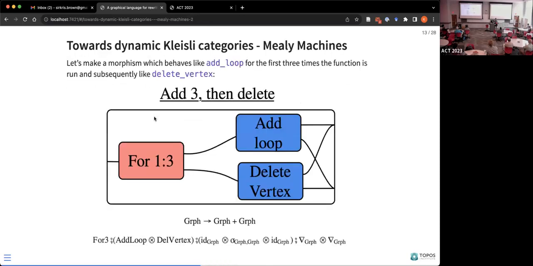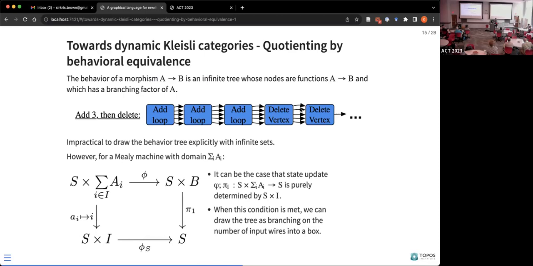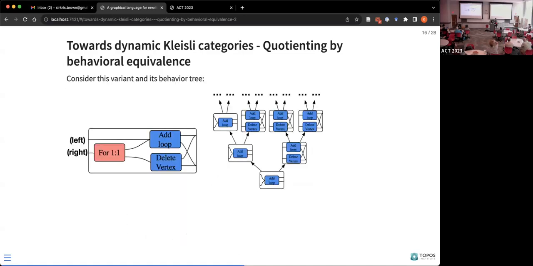So again, this add loop example is going to be, and I can't draw an infinite number of edges for every single possible directed graph, but you can imagine that all of these edges are pointing to the same thing, and that I run this function 3 times, and then suddenly it just looks like a delete vertex. And actually, to simplify this issue of drawing infinite graphs, in a special situation where how the state changes is just dependent on what input wire you come in on, we can actually just draw it branching based on the input wires. Let me just show a simple example of this.